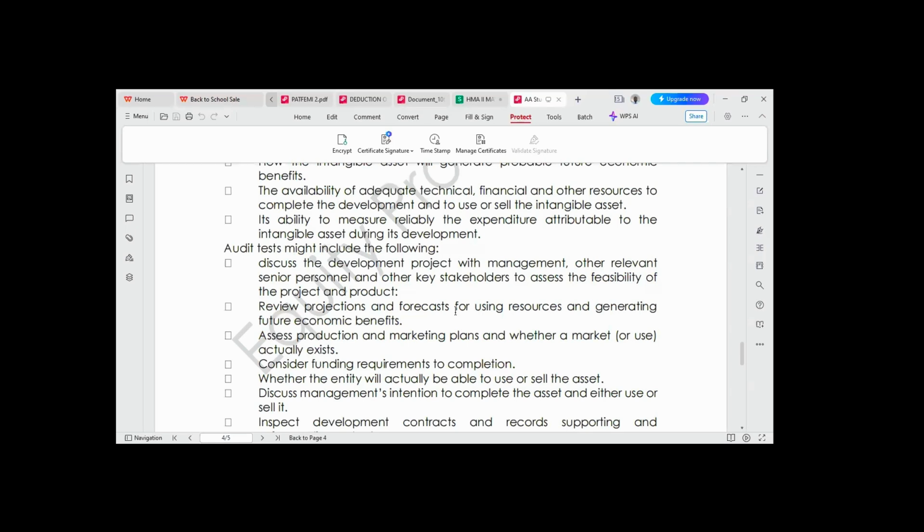I don't know if it's only me. I was just explaining the audit test to be carried out during that developmental cost. So what you need to do is discuss with management. Let me give an instance. Let me use an example.